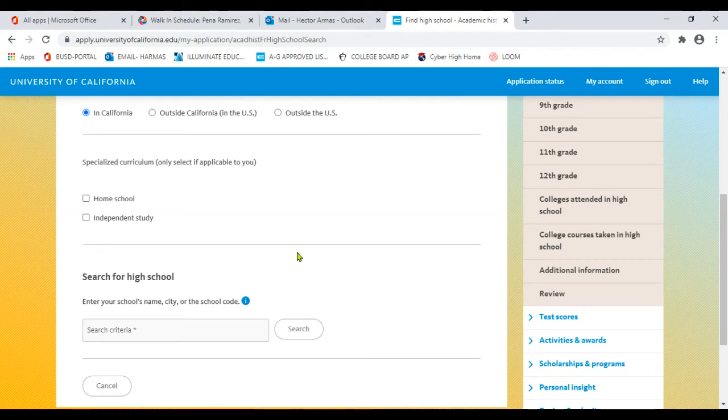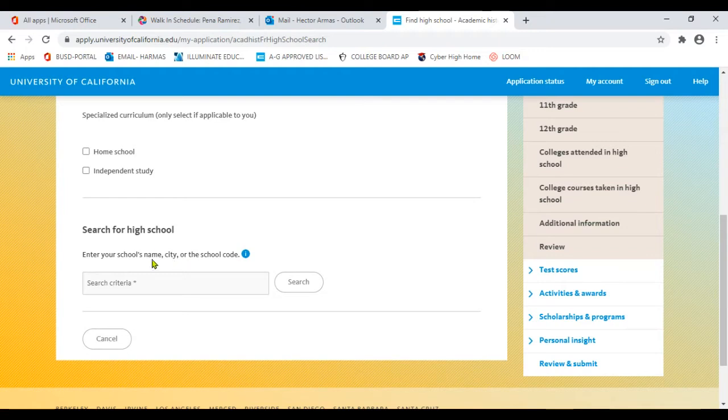I'm going to say that I've attended Bassett for 4 years. Now here, we're going to search for the high school that you are attending. In this case, it's asking me to enter the school's name, city, or the school code. Well, I know the school code, but I'm just going to write down the name of the school just in case you don't know the code. So let's type in, I'm attending Bassett High School, and that's in La Puente. And then we hit search.